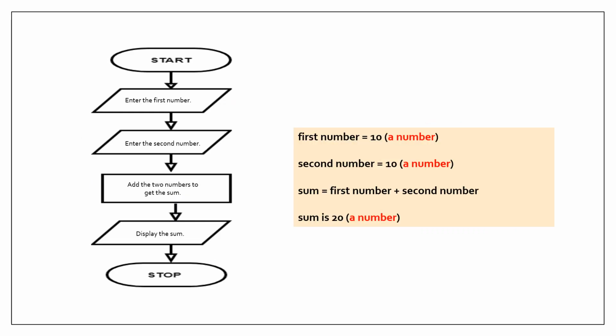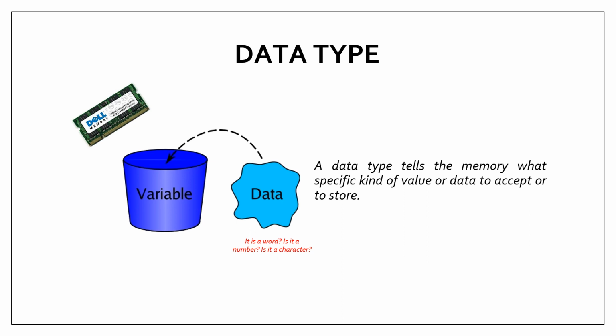Now, on this particular screen, as you can see, I have highlighted the data 10 from the first number, also 10 from the second number, and 20 from the variable sum. I have highlighted that to indicate that these data are numbers, right? And that will bring us to the topic about data type. We need to be able to identify what type of data we are storing in our random access memory so that it will prepare itself for what kind of data it should store.